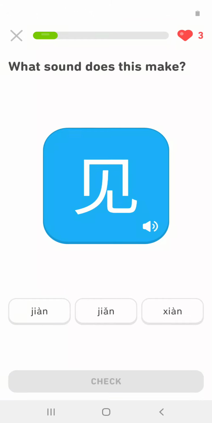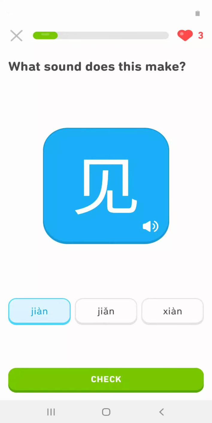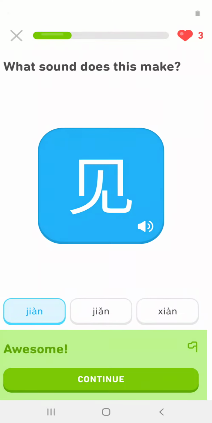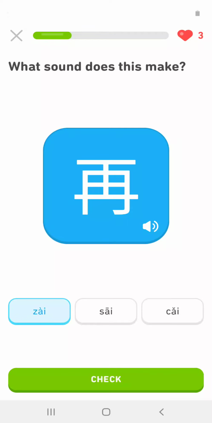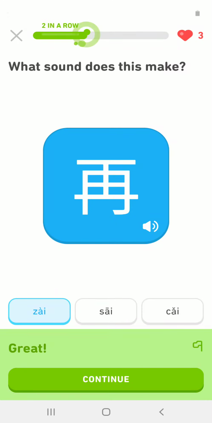Qian. That is the sound. Zai. Chai. That's a symbol for chai.